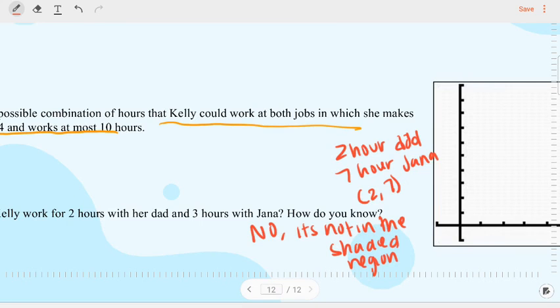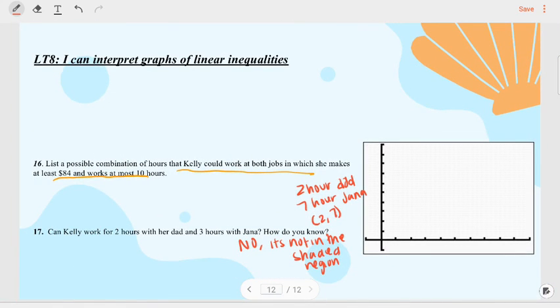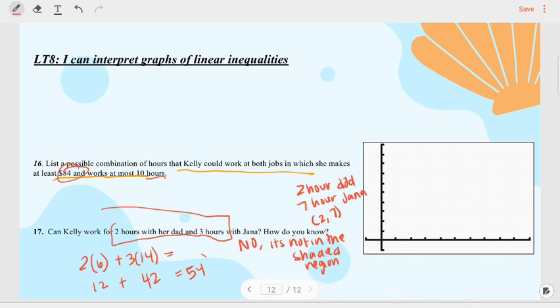Or I could have calculated it. Well, does it meet my criteria? 2 plus 3 hours is less than 10 hours, which meets that criteria, but doesn't meet my money criteria. 2 hours for Dad would be 2 times 6, plus 3 hours for Jana, 3 times 14. What does that equal? 12 plus 42. That's a grand total of $54. Does that meet $84? No, it falls short. So, or I could say, no, she will only make $54.